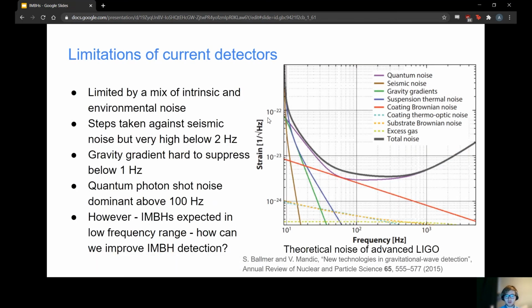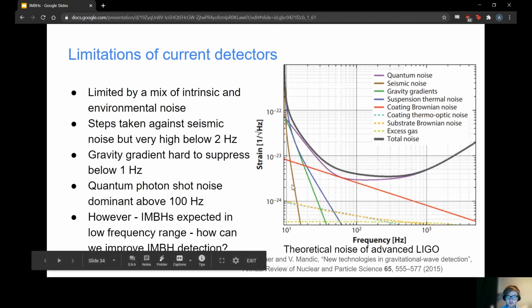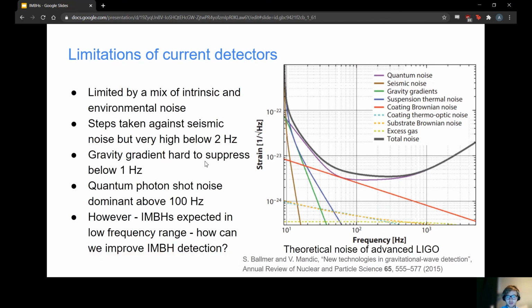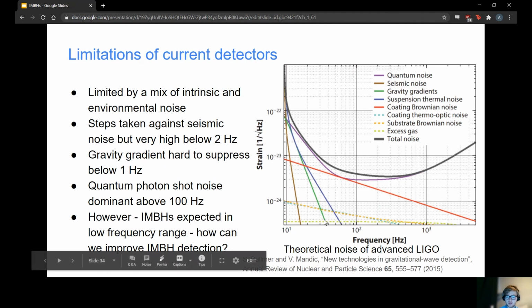It's also limited by arm length as well, actually. So it's a mixture of intrinsic noise, such as the Pauli exclusion principle, and environmental noise, such as seismic noise. It's seismically isolated, but this is still very, very high below 2 hertz. You can see from this brown line on the graph. Gravity gradient, which is just a coupling of the test masses, is also very hard to suppress. You just see it rapidly increasing at low frequencies.